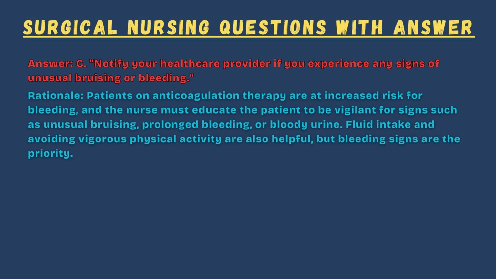Answer: C. Notify your healthcare provider if you experience any signs of unusual bruising or bleeding. Rationale: patients on anticoagulation therapy are at increased risk for bleeding, and the nurse must educate the patient to be vigilant for signs such as unusual bruising, prolonged bleeding, or bloody urine. Fluid intake and avoiding vigorous physical activity are also helpful, but bleeding signs are the priority.